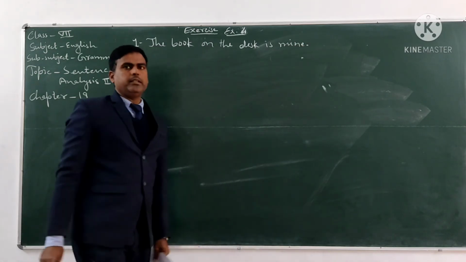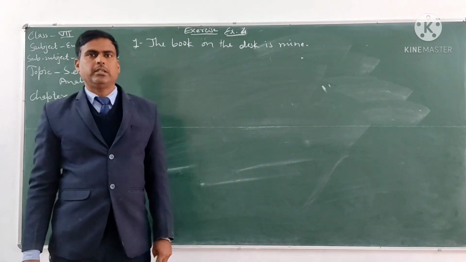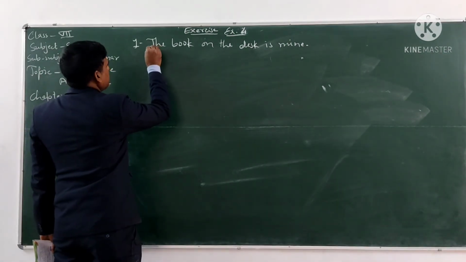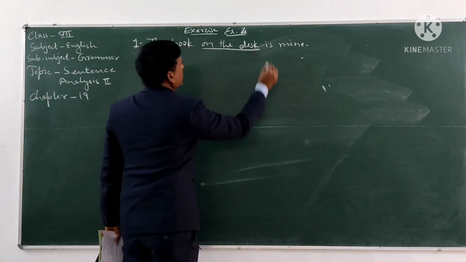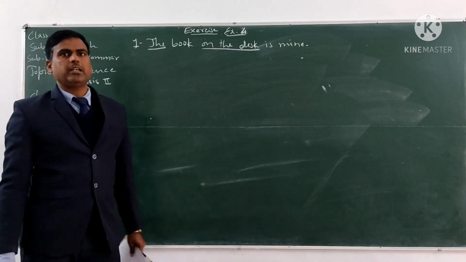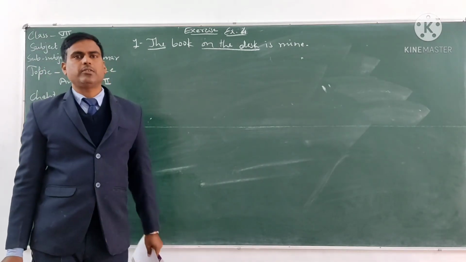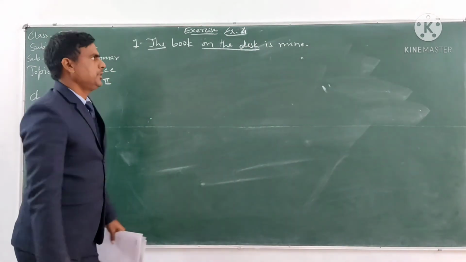In this exercise, we have to underline the enlargement of the subject. In this sentence, there are 2 enlargements. Number 1, the, and second is on the desk. These are the enlargements of the subject, and we underline the enlargements of the subject in the following sentences.